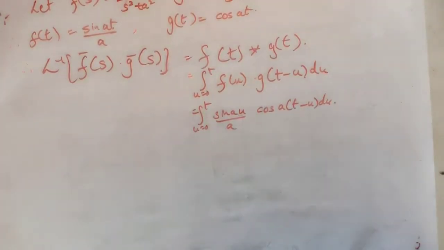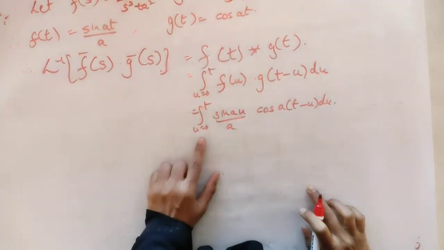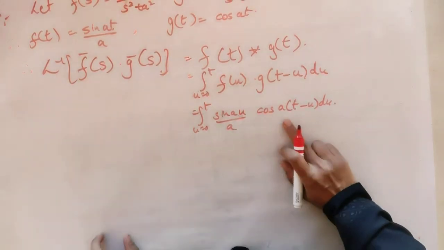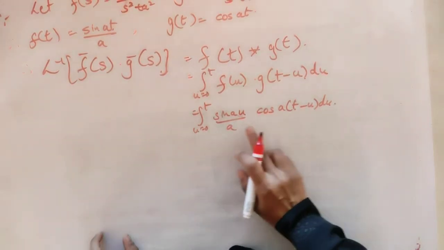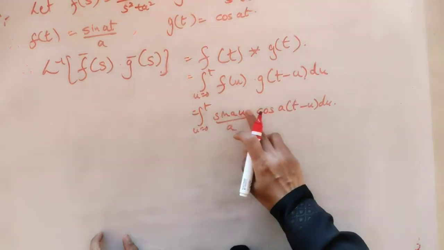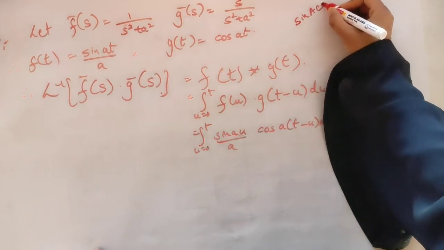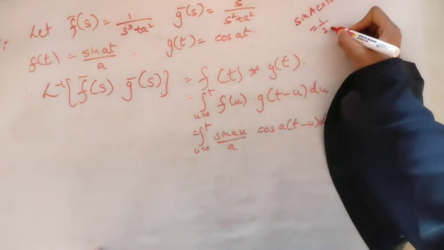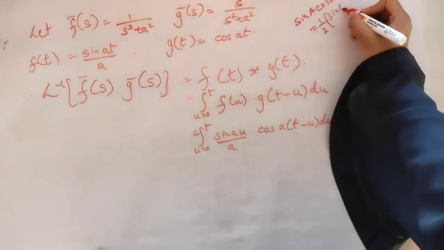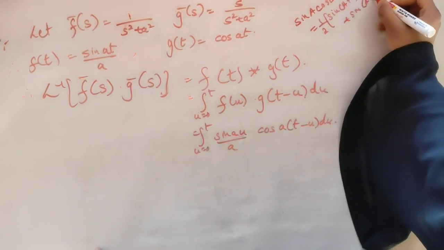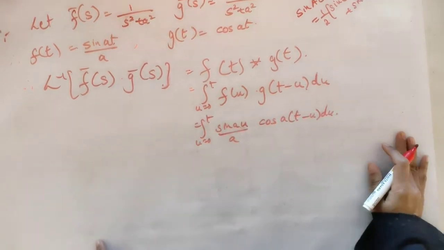Now let us work for the solution here. It is u going from 0 to t, sine of au by a, cos of a times t minus u du. Now it is in the form sine a cos b. Now what is sine a cos b? Sine of a into cos of b. You all know that it is half sine of a plus b plus sine of a minus b. Okay. So use that formula.